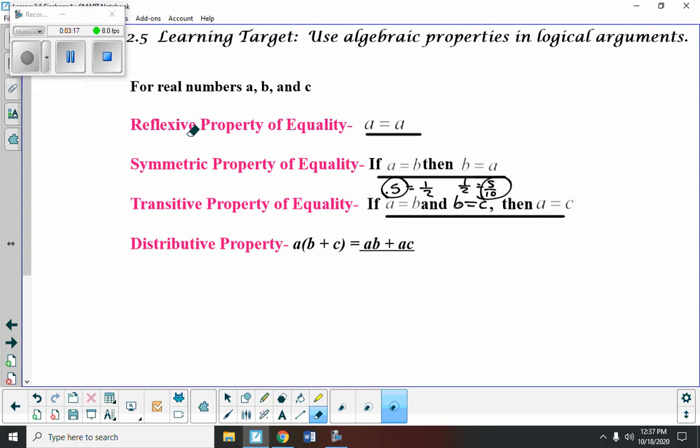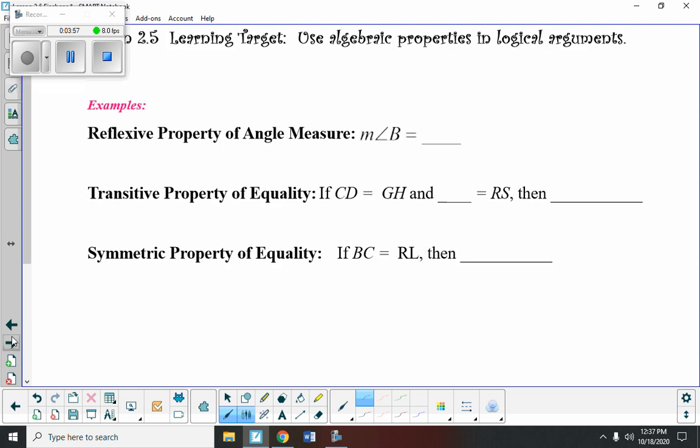The next is the symmetric property of equality. So if a equals b, then b equals a. So it's equal either way you write it. The next one is called the transitive property. It says if a is equal to b and b is equal to c, then a and c are equal. So if 0.5 equals 1/2 and 1/2 is equal to 5/10, then you could say 0.5 is the same as 5/10, which is true. And then the distributive property: a times the quantity b plus c is equal to a times b plus a times c. That's the distributive property.